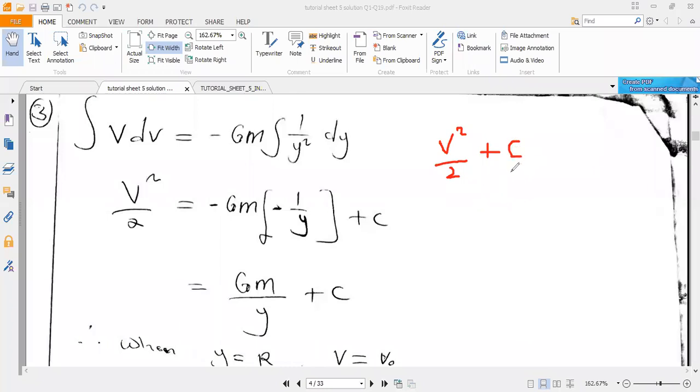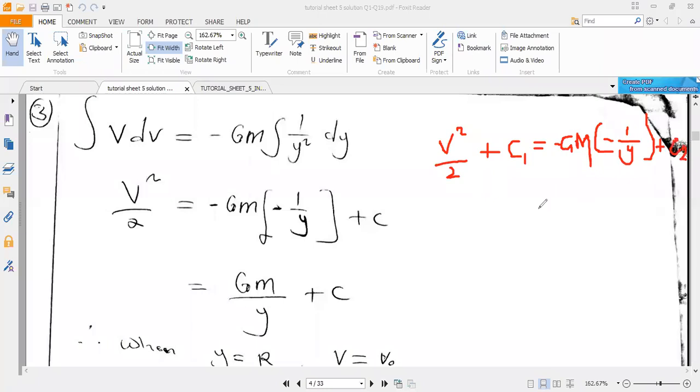But then to differentiate this constant c from the other constant c, which we are going to find on the other side, we can call it c1. And this can be equated to negative gm, then open brackets, we have minus 1 over y, close brackets, then plus another c, which I'll name c2. I hope you're able to see what I'm writing.